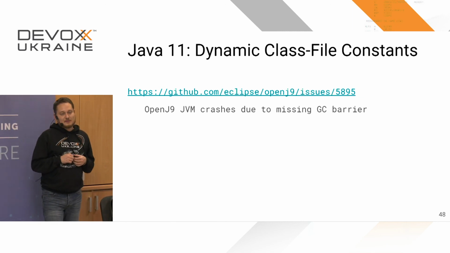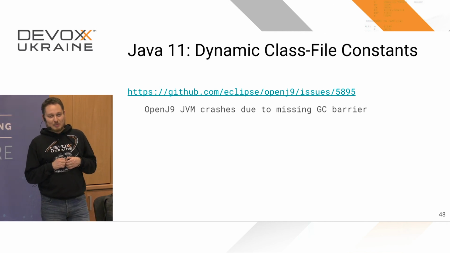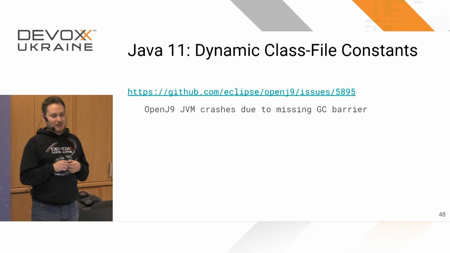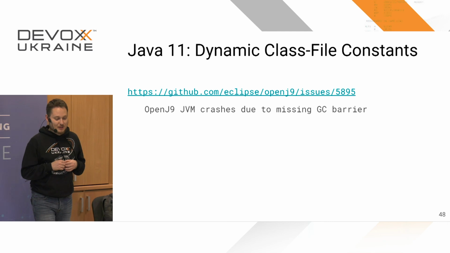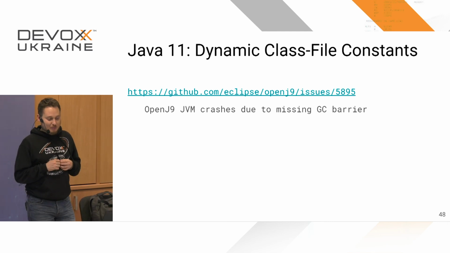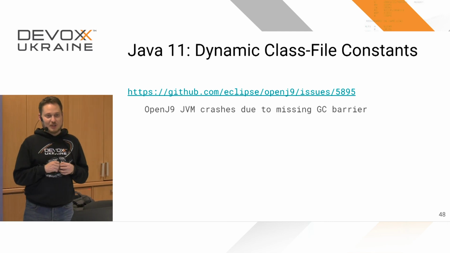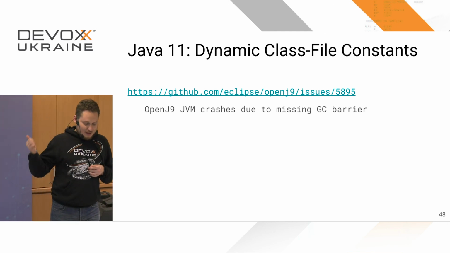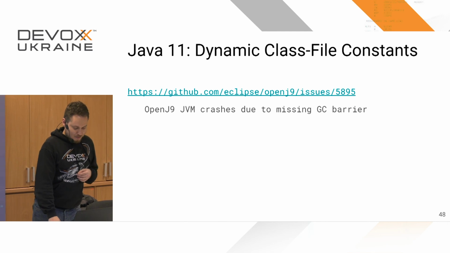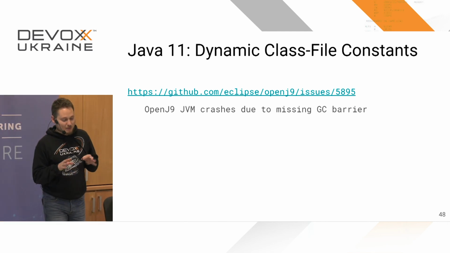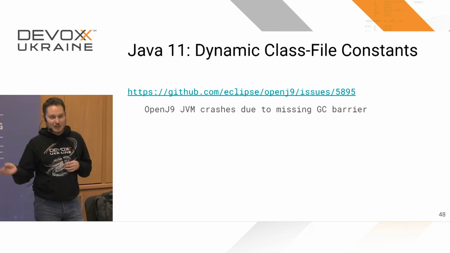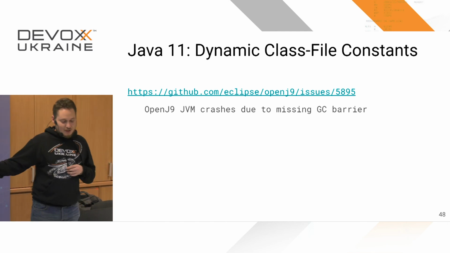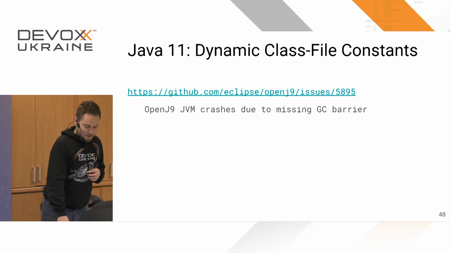OpenJ9, same thing. Nobody uses condy, it's not tested. Each use of condy just results in the JVM crashing due to missing garbage collector barriers. It's already fixed. Unfortunately, I don't know in which versions, as they have a little bit of a crazy numbering scheme. But again, it was fixed later and then backported to 11 LTS.